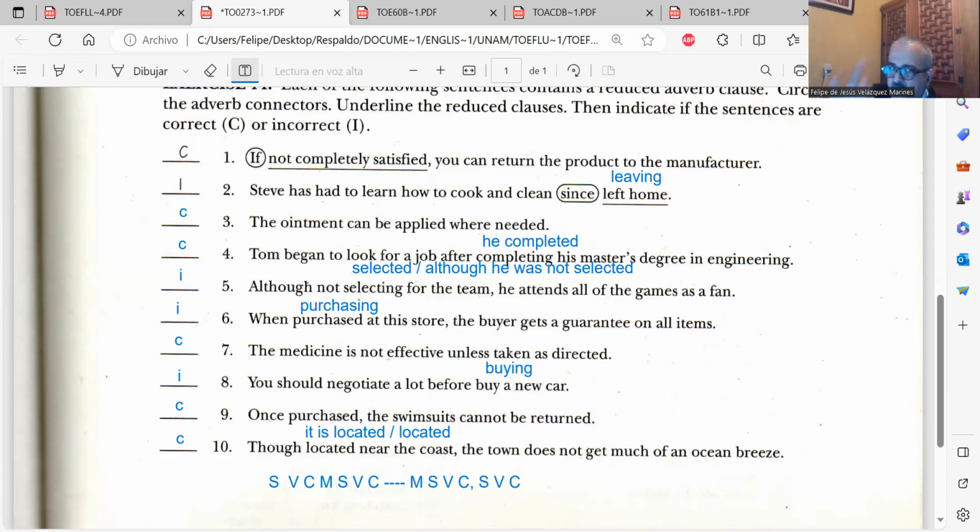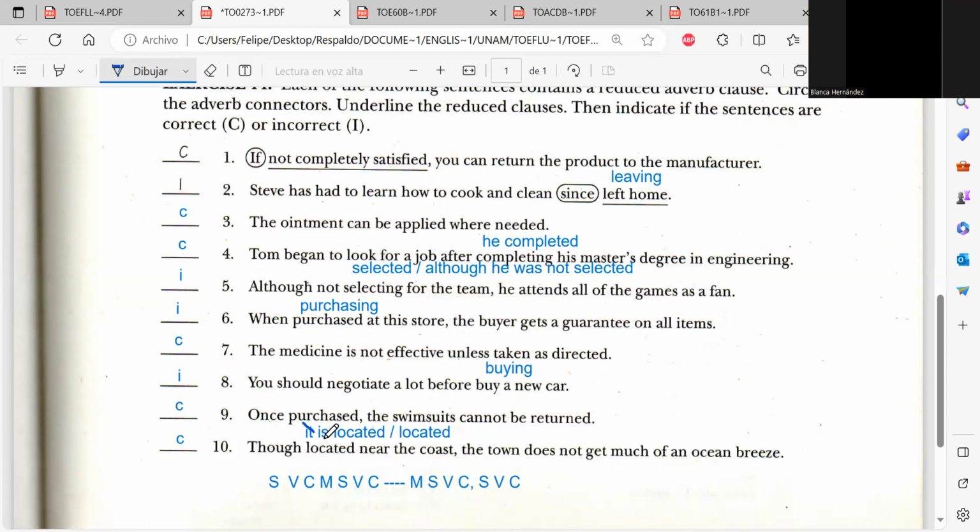But what we are learning here is that we can do a reduction. What is the reduction? Eliminating repetition. What is the repetition? The coast and it. If you eliminate the subject, you eliminate the auxiliary also. And then you have though located near the coast. It's correct, but it's a reduction. So this is what you have to tell your student. It's correct, but it is a reduction. Some information was eliminated to avoid repetition. Yes?